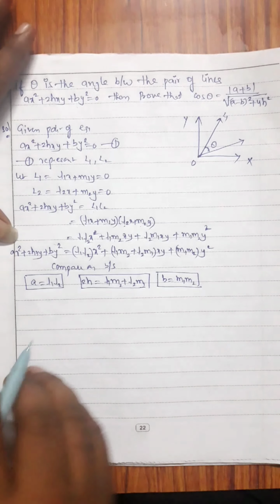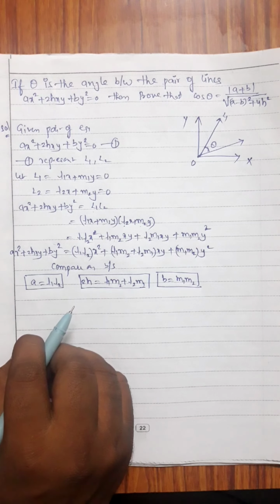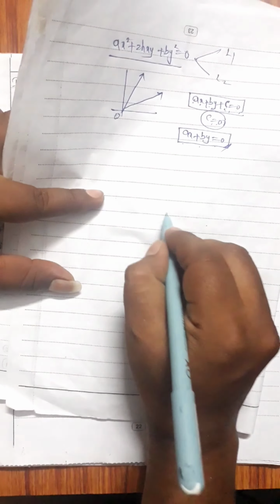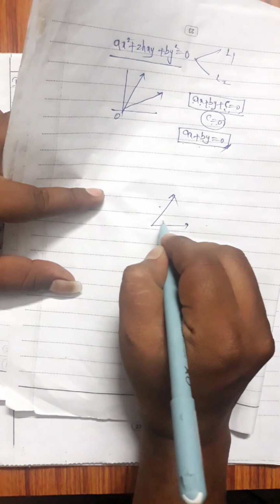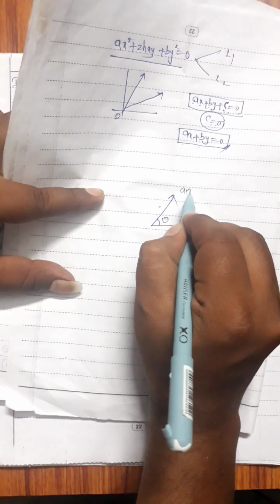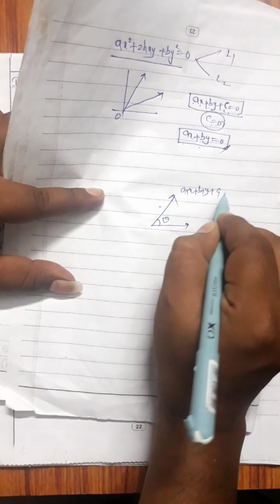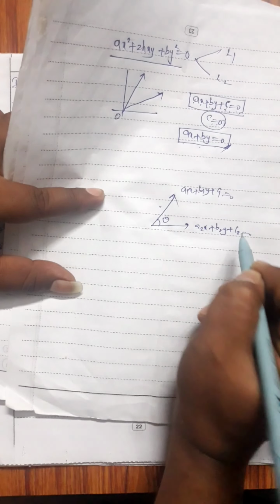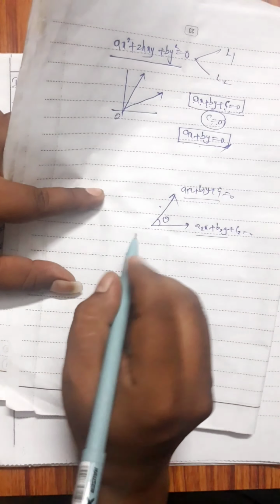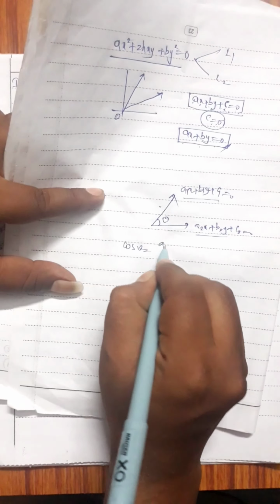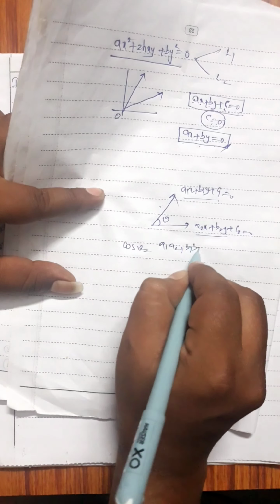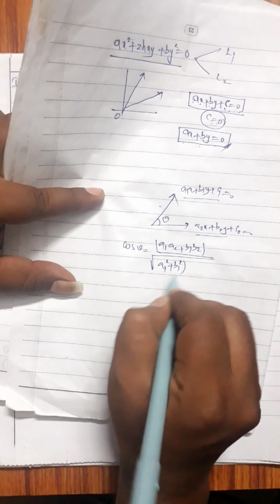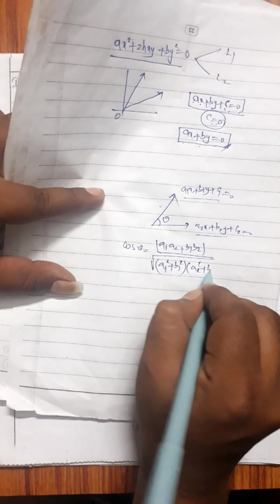Now we know the formula: when two lines are given, for example these two lines, with angle theta, a1x plus b1y plus c1 is equal to 0 and a2x plus b2y plus c2 is equal to 0. Between these two lines, if the angle is theta, then we have the formula cos theta is equal to mod of a1 a2 plus b1 b2 by the root of (a1 square plus b1 square) into (a2 square plus b2 square).